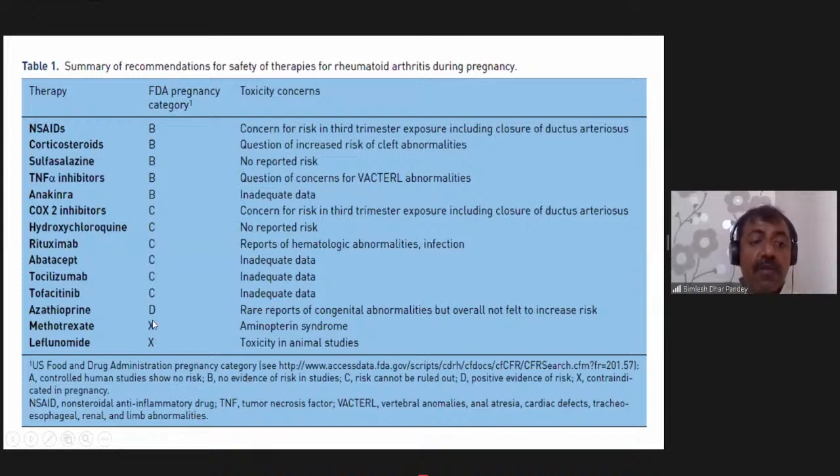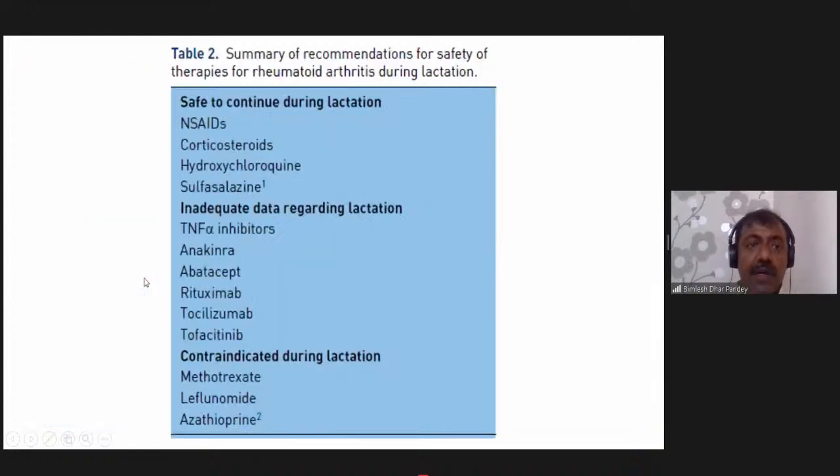There were certain drugs which were X category, not to be used. They were methotrexate and leflunomide. Some of the drugs like azathioprine were categorized in the D category, so it was not safe. Tofacitinib was in C, tocilizumab in C. So there was inadequate data. This was how it happened.